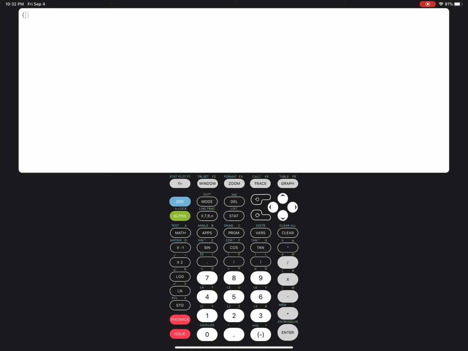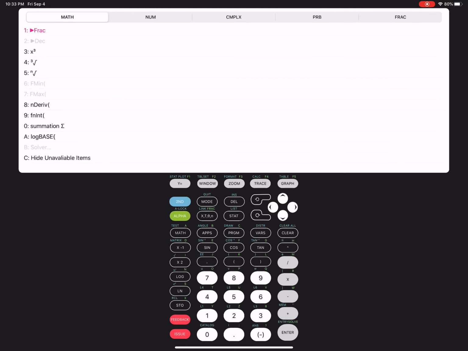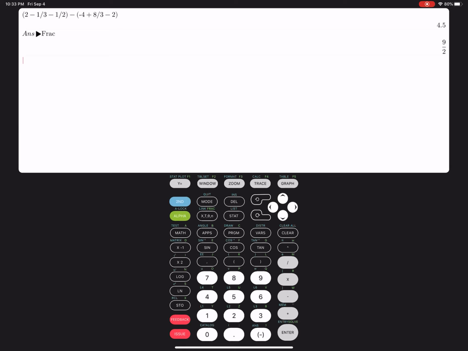So if I did this, parentheses 2 minus 1/3, and then minus 1/2, and then minus parentheses -4 plus 8 divided by 3 minus 2 close parentheses, enter, I get 4.5. What did I do? Oh, I didn't write it out all the way yet. That's okay. All right, and so then math frac gets me 9/2.